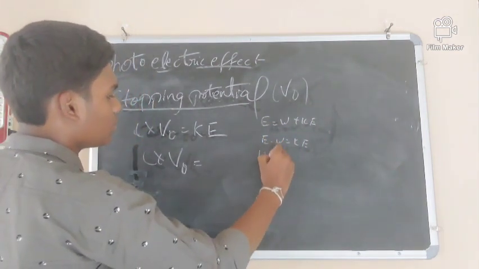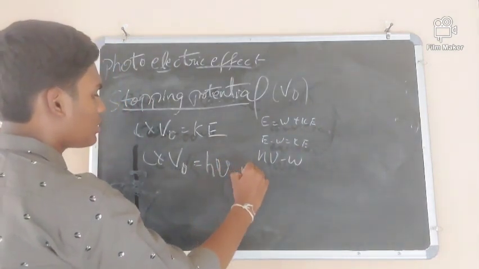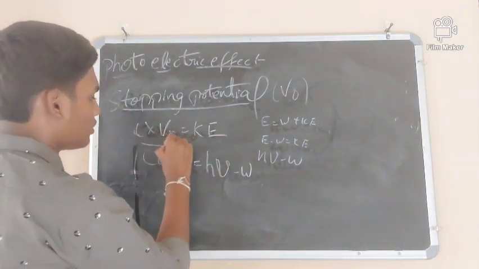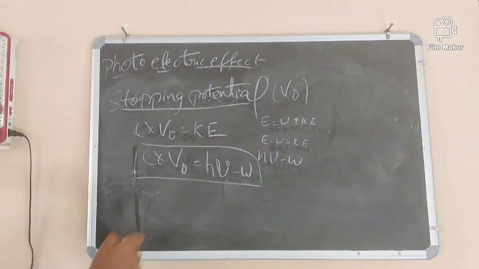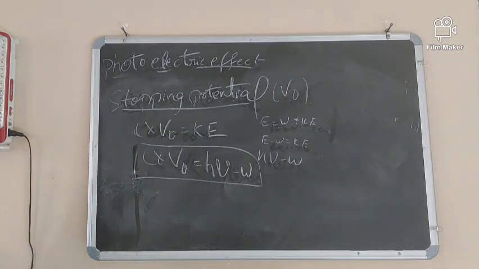What is E? h nu. So h nu minus W. This is the formula for stopping potential, where e is the charge, V naught is the stopping potential, h nu is the energy, and W is the work function.